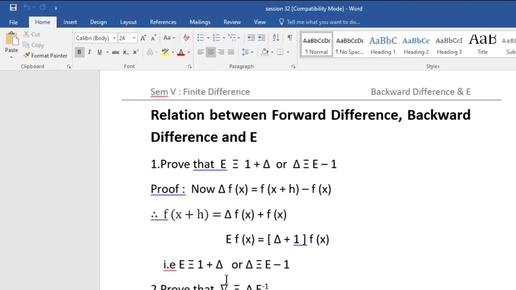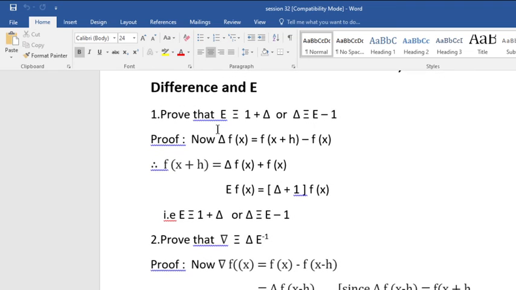So now we shall study the relation between forward difference, backward difference and the shifting operator E. The first relation is, prove that E is equivalent to 1 plus forward difference, or we can prove it as forward difference is equivalent to E minus 1. So now the proof follows like this. Consider forward difference operated on the function f of x. So this we can write as f of (x plus h) minus f of x.